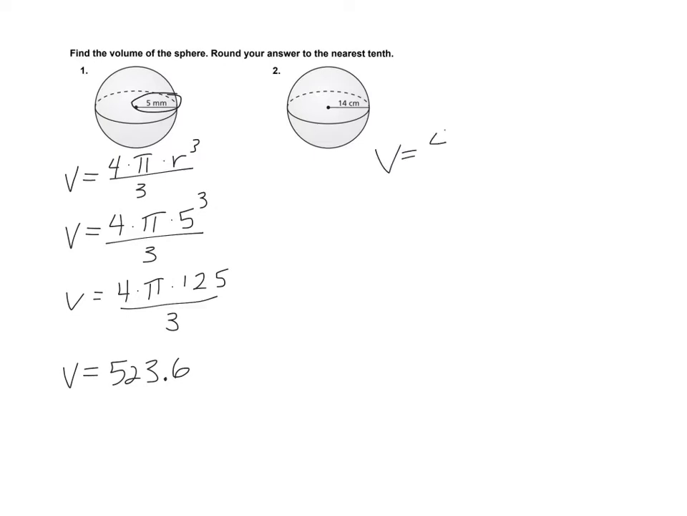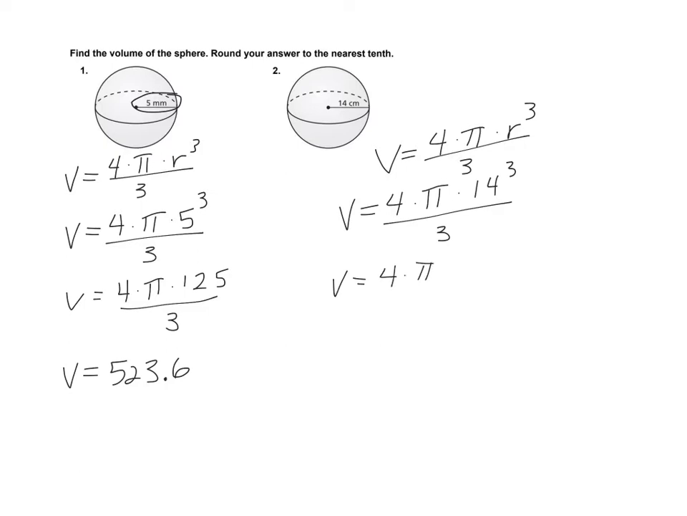Number 2, it's the exact same thing. Volume is equal to 4 times pi times radius cubed, whole thing divided by 3. So volume is equal to 4 times pi times, this time our radius is 14 to the third, whole thing divided by 3. I'm going to figure out what 14 to the third is. 14 to the third is 2,744. And then divide that by 3.